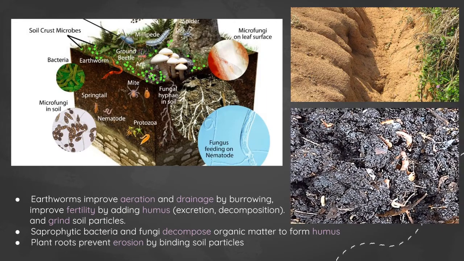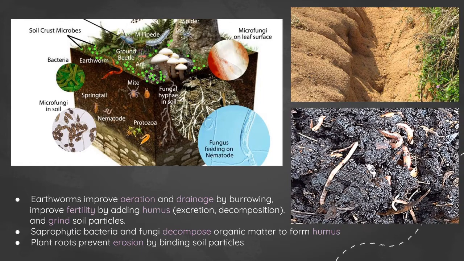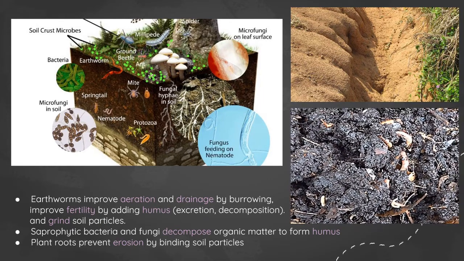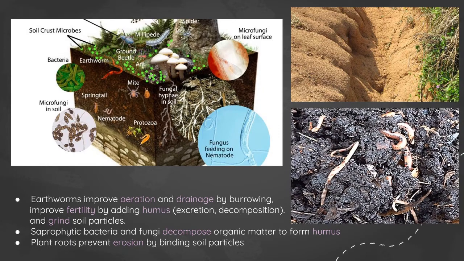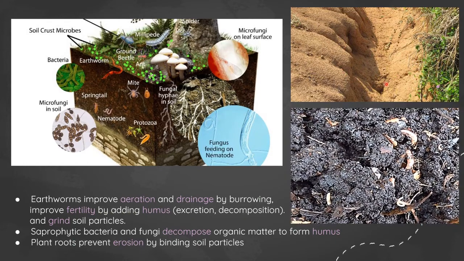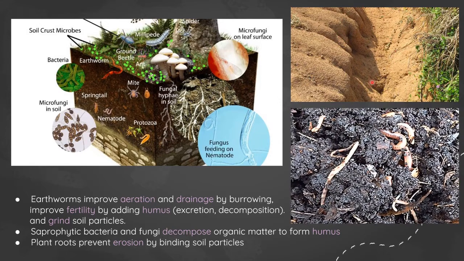Saprophytic bacteria and fungi decompose organic matter to form humus. Plant roots prevent erosion by binding soil particles. And remember, soil erosion is basically the washing away of the top layer of the soil by water, plants, animals, air, snow, or even humans.